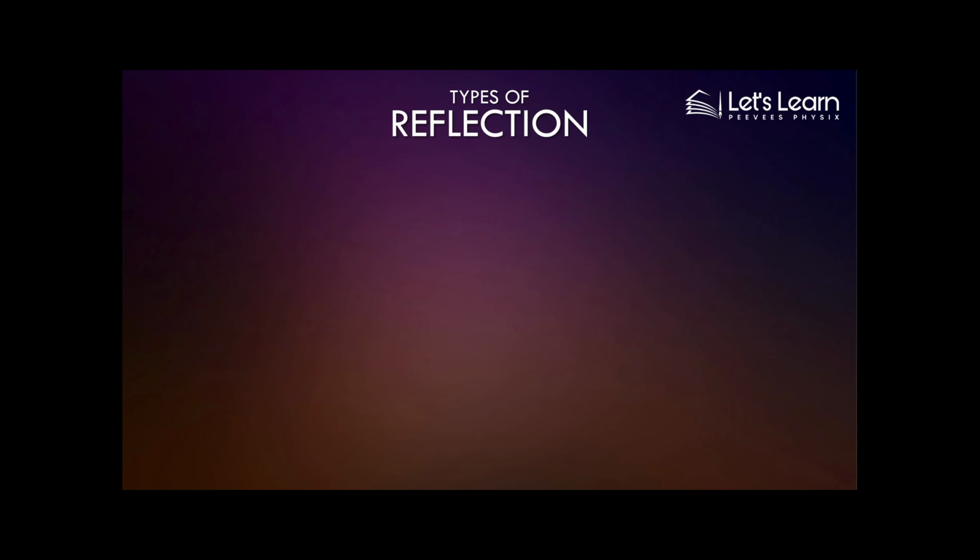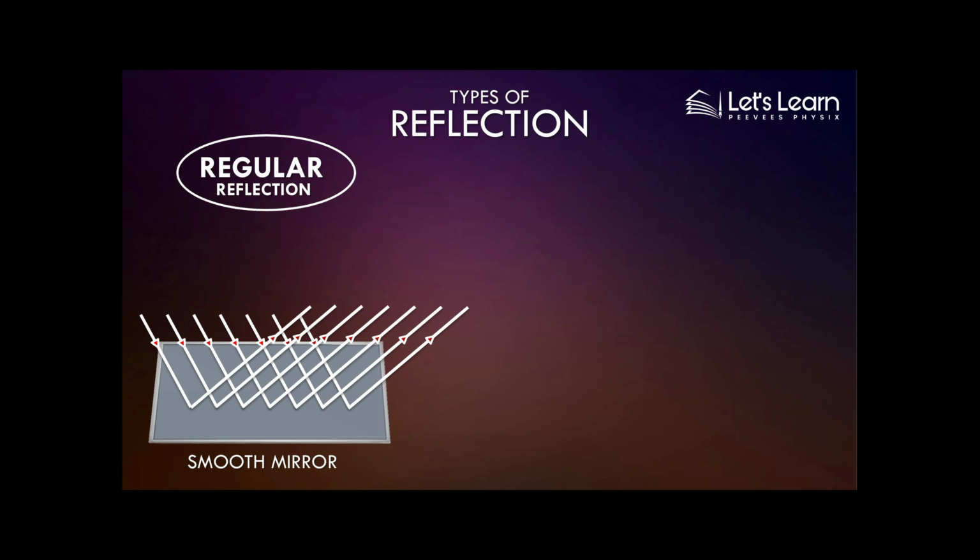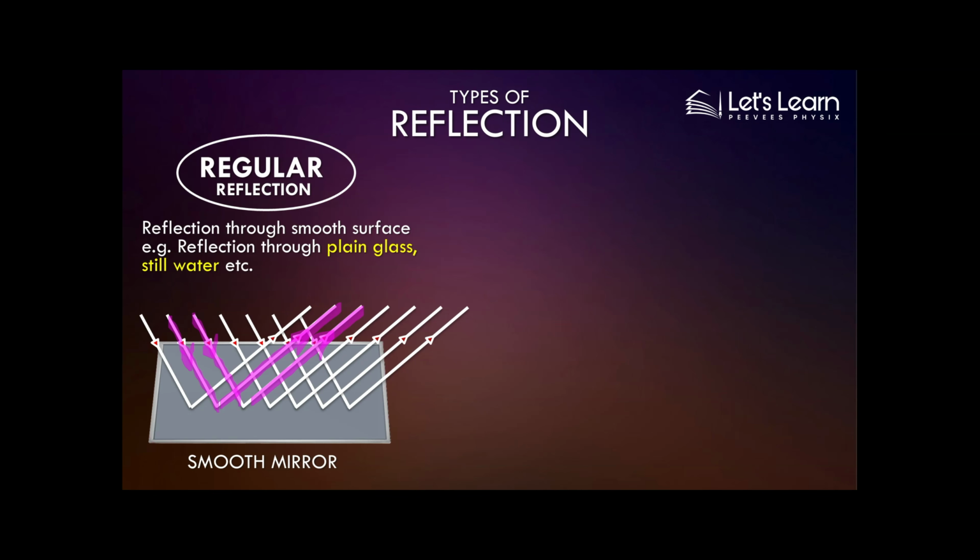Let's see different types of reflections. First one is regular reflection. What is regular reflection? Imagine a mirror, which is a smooth surface, and you allow the rays to fall on it. Look at these rays. These rays are really parallel. And after reflection, what happens? The rays become parallel again. So in regular reflection, the reflected rays are parallel after reflection. Reflection from smooth surfaces like plain glass and still water are examples of regular reflection.